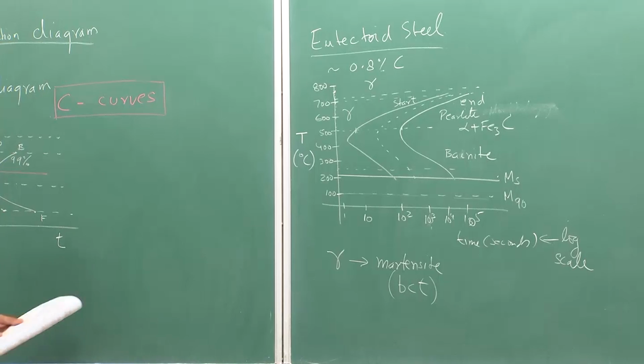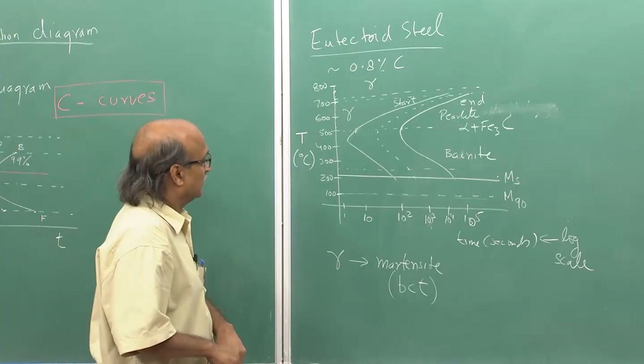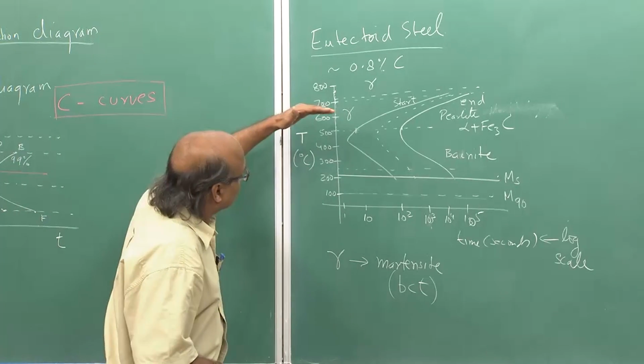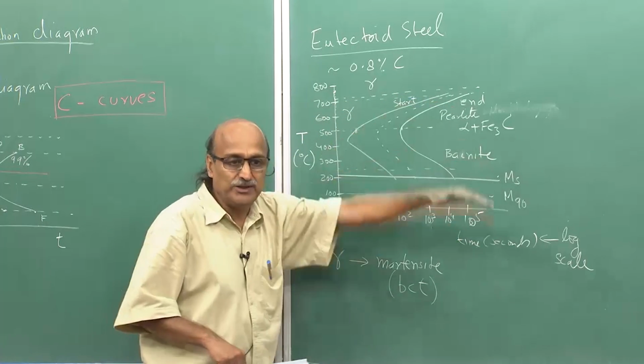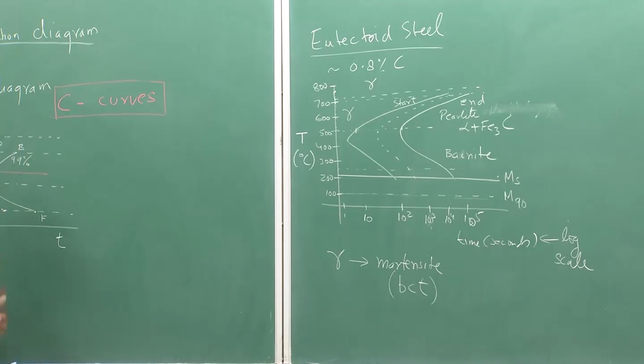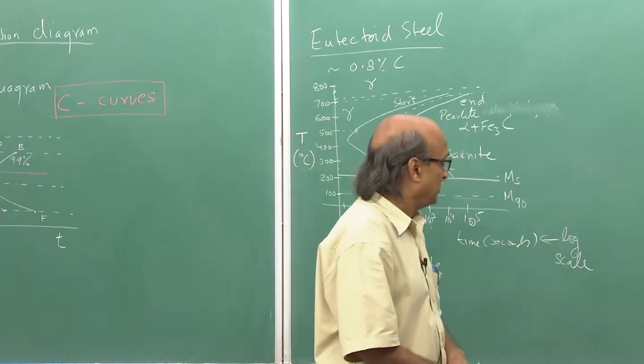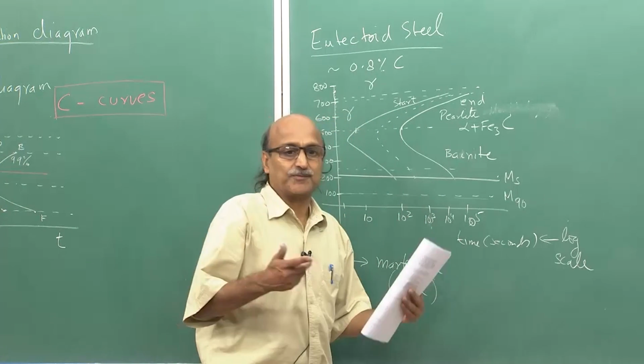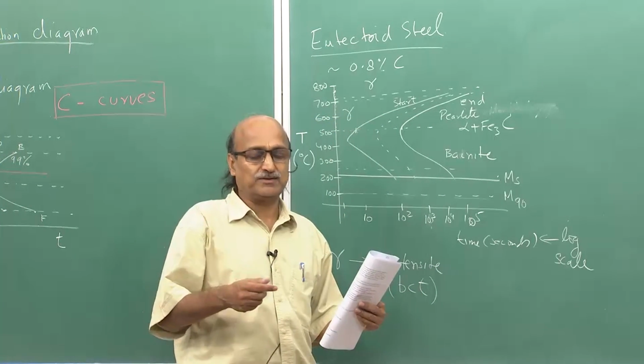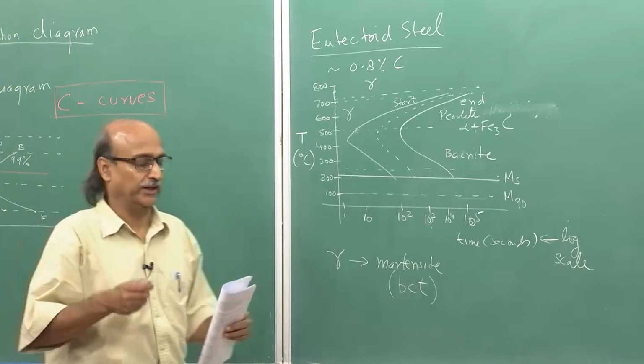Now, the TTT diagram as such you have seen is also called as an isothermal transformation diagram, which means that the transformations are done at a constant temperature. However, for many practical applications, the transformation is taking place as the temperature is continuously cooling.